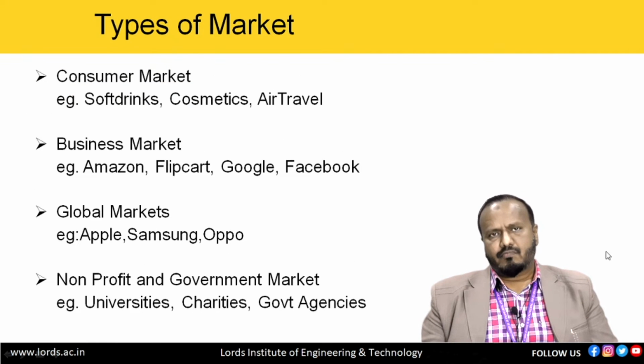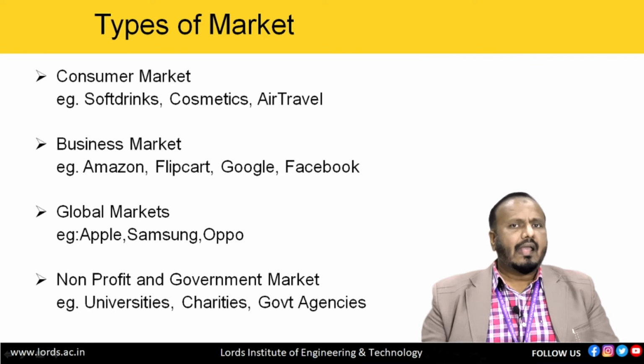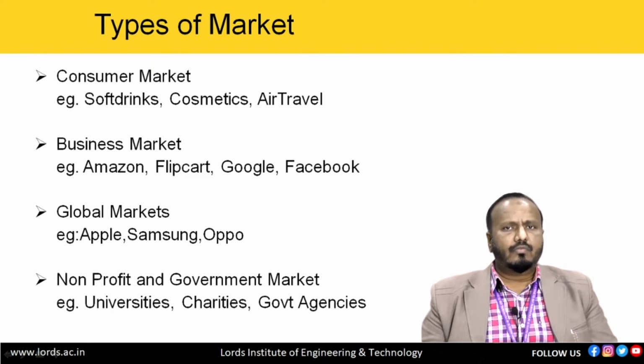Then there are different types of market. You talk about the consumer market, the business market, the global market, and there are non-institutional and government bodies who get segregated in a different market. In the consumer market, you're basically talking about consumers or the end users. There are different products that we differentiate based on soft drink, cosmetic, travel industry. In the business market we have Amazon, Flipkart, Google. All these are markets where you're talking to the consumer directly, so it's the business to consumer market.